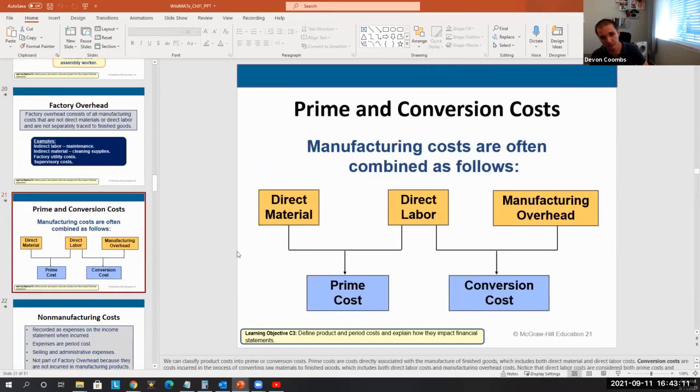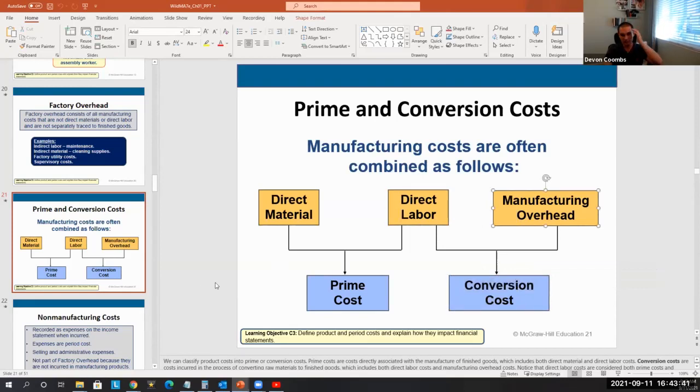So memorize all of these and then know that we break them down into different concepts. Direct material and direct labor combined are known as prime costs. So if I ask you, what is the prime cost for the bike? You would look at all the direct material and add all the direct labor. I have example questions on my YouTube channel on this. And then the conversion cost is the direct labor plus the manufacturing overhead.